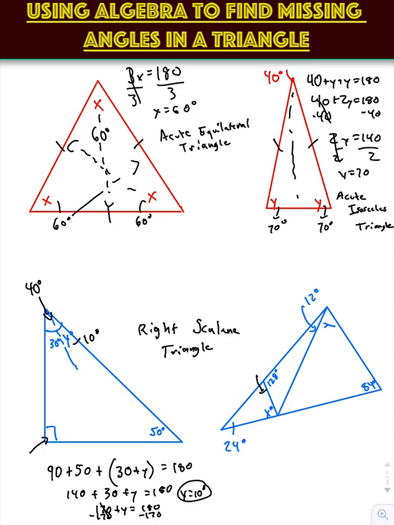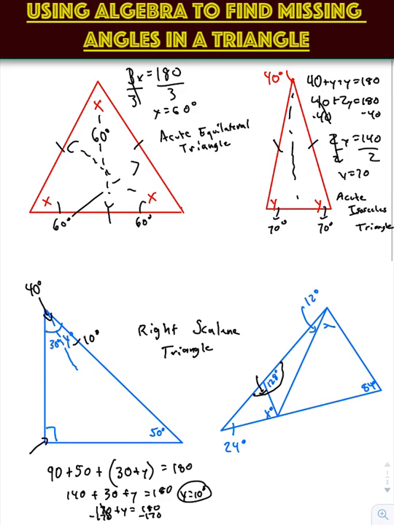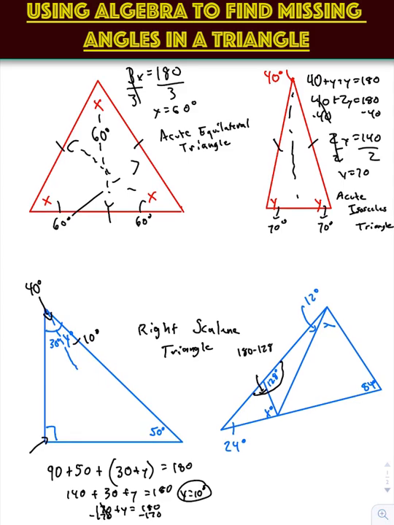And in order to solve for that angle there, I need to recognize that 128 and that angle equal a straight angle, which means that those two angles are supplementary. So I could do 180 minus 128 to solve for that angle, and that is 52 degrees. So I know that 52 plus 24 plus x is going to equal 180. It's going to give me 76 plus x equals 180. Go ahead and subtract from both sides. I find that x is 104 degrees.